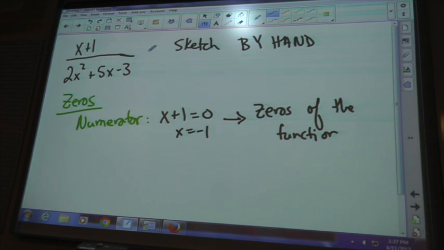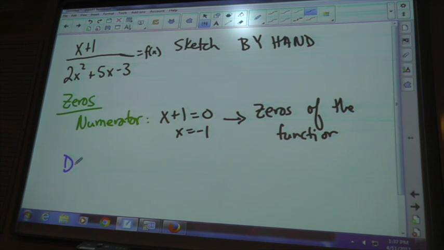So I forgot to call this f of x. That right there, because if the numerator is 0, then it's 0 divided by something, and 0 divided by something is 0.